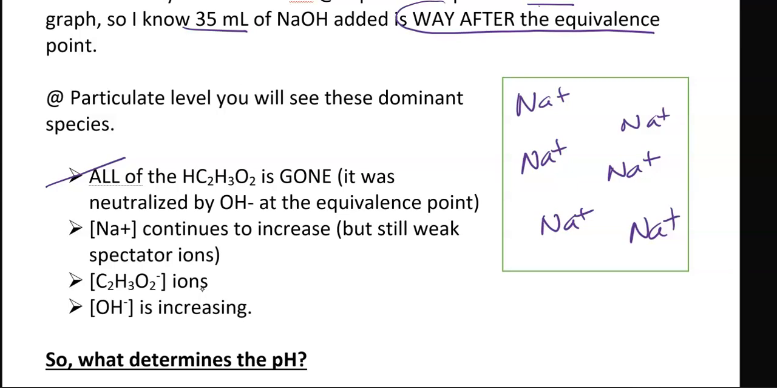Acetate ions are fixed at this point. They have not changed in amount, and that's because those acetate ions came from our weak acid. But since we have no more weak acid to react, we are at a constant concentration of conjugate base. There's just a fixed amount.